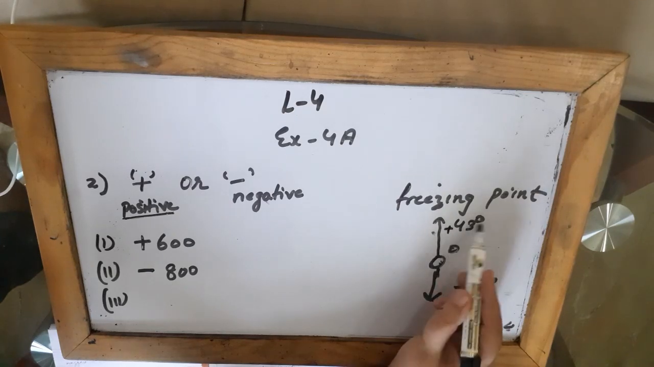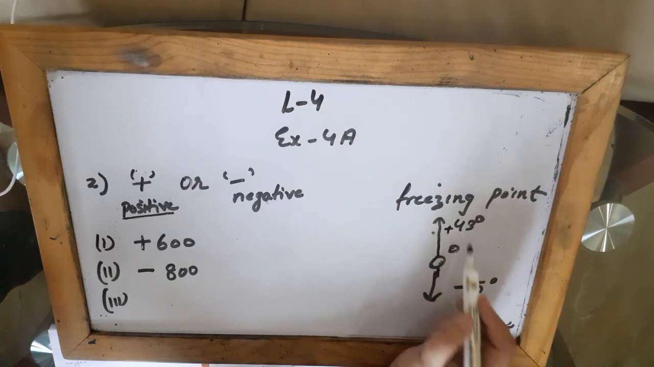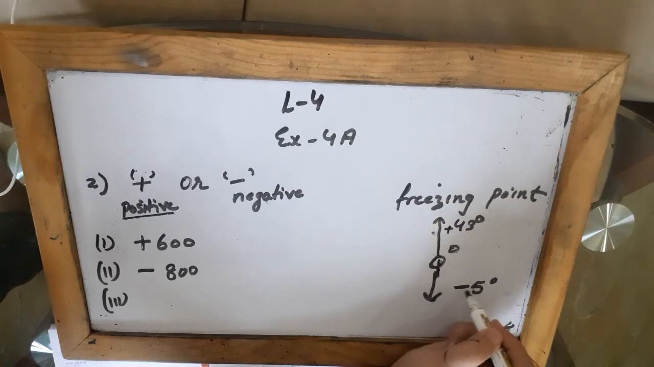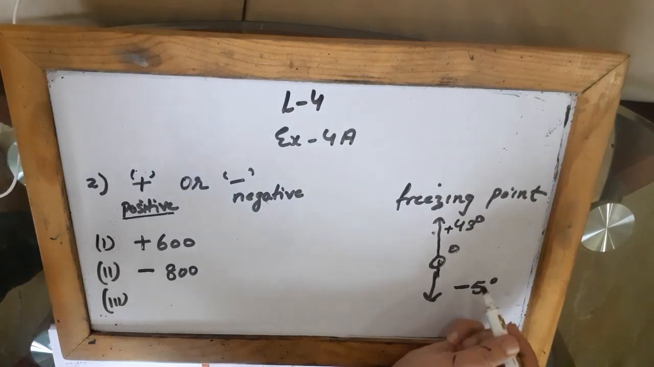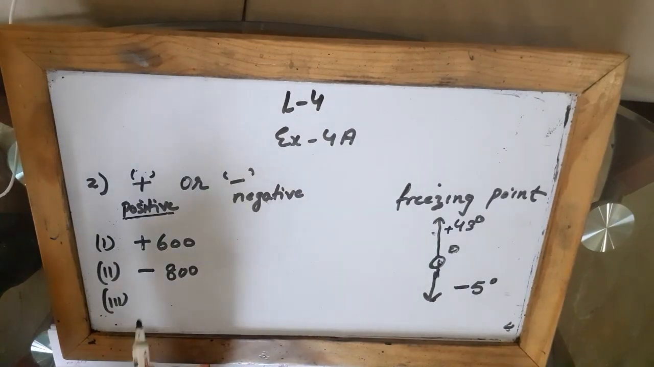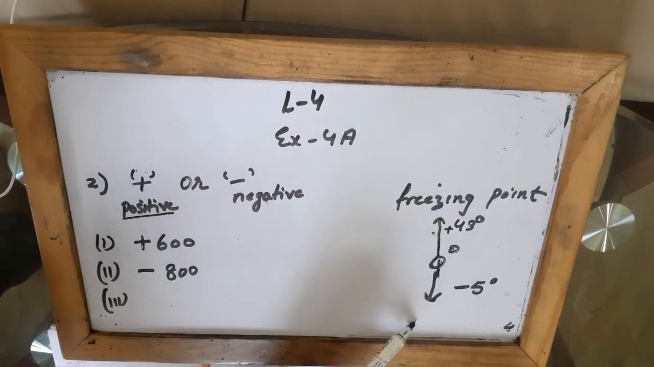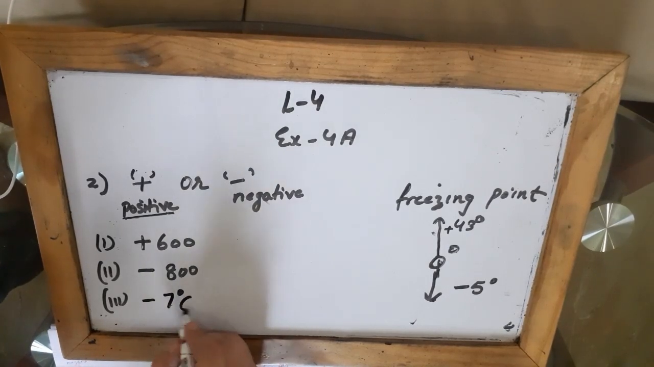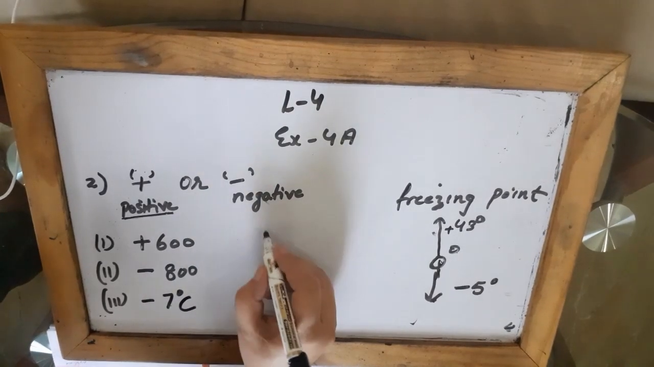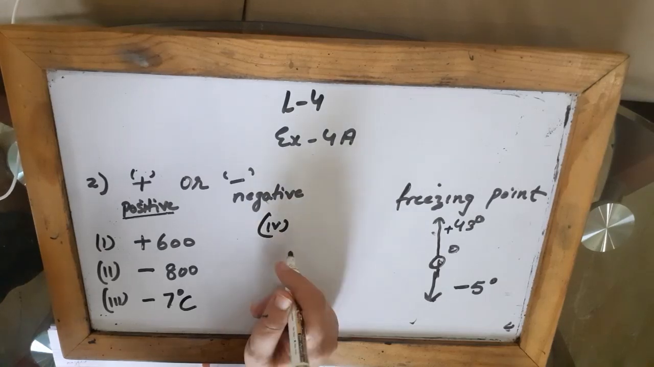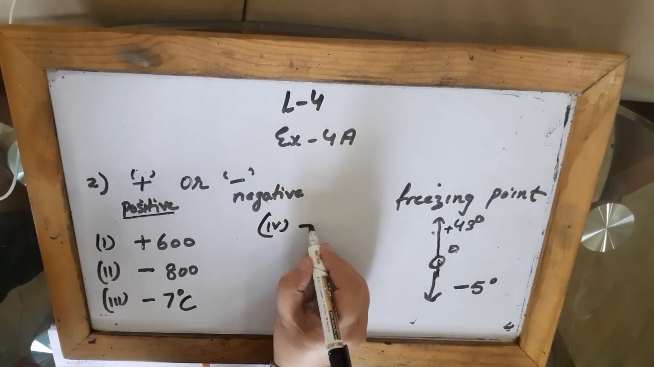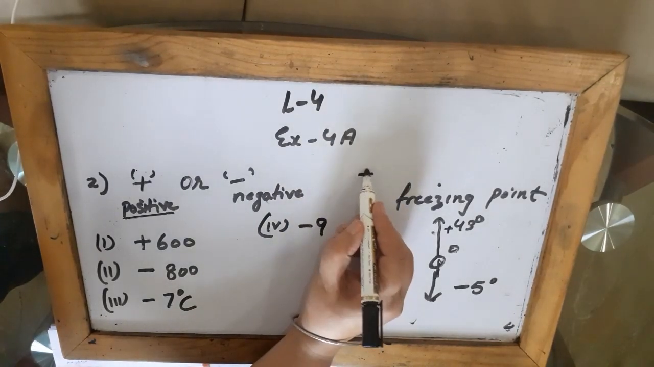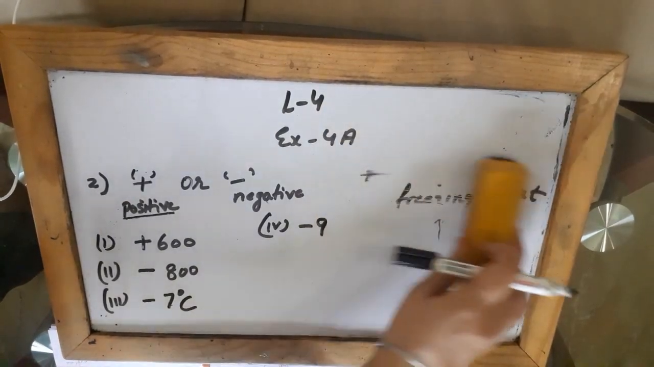You can say plus 43 degrees means it's very hot, and when it is very cold, below freezing point, we assign the sign of minus. Now in the third part they are saying 7 degrees below the freezing point, it means it is minus 7 degrees Celsius temperature. Now the fourth says decrease. Decrease will be minus sign, while increase will be plus sign, right?